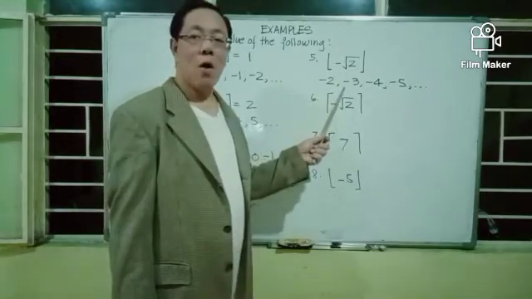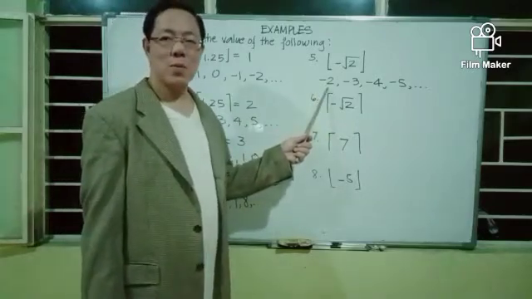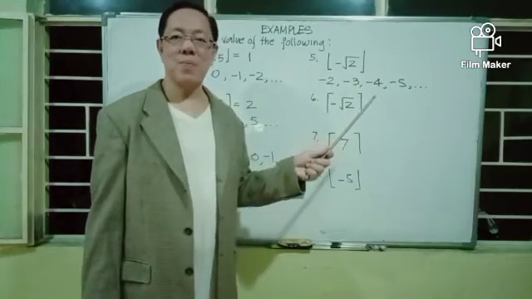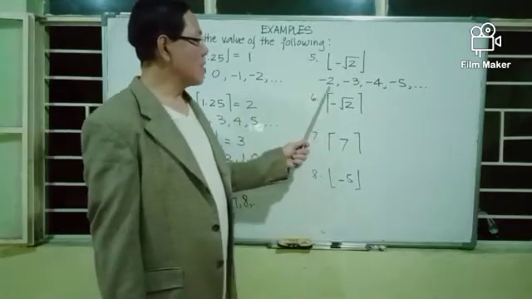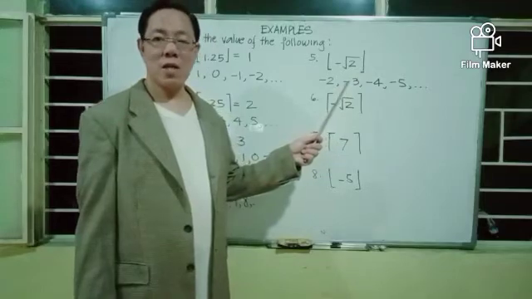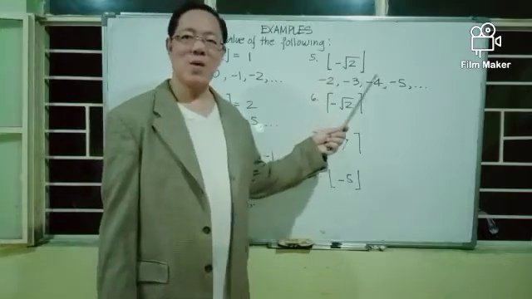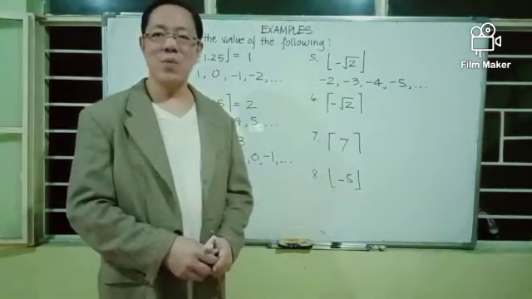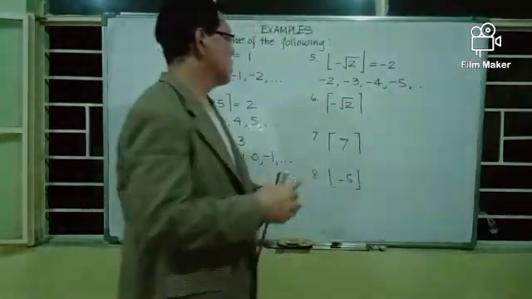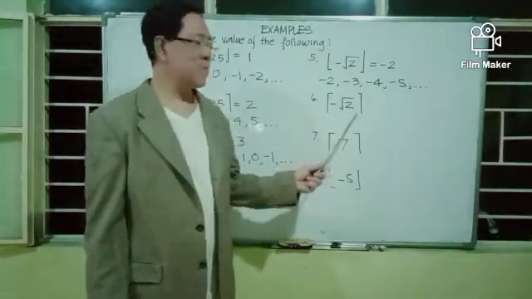All the negative integers that are less than or equal to negative 2 are less than negative square root of 2, or negative 1.41. And among these integers that are less than negative square root of 2, the largest, the greatest, is negative 2. Thus, the floor of negative square root of 2 is negative 2. Number 6, we want to find the ceiling of negative square root of 2.